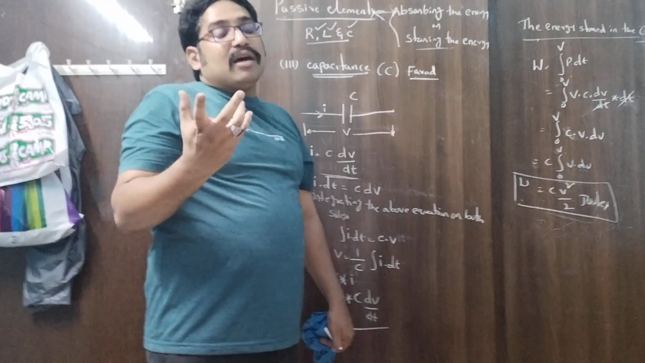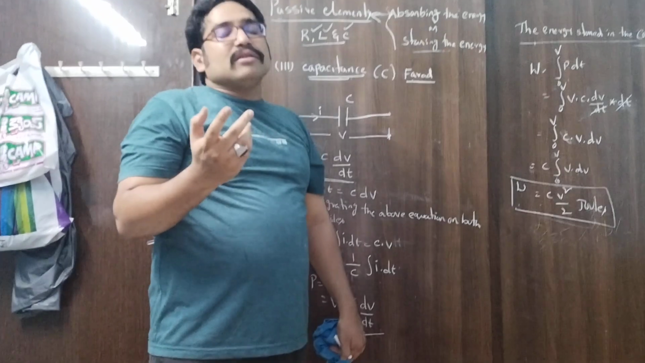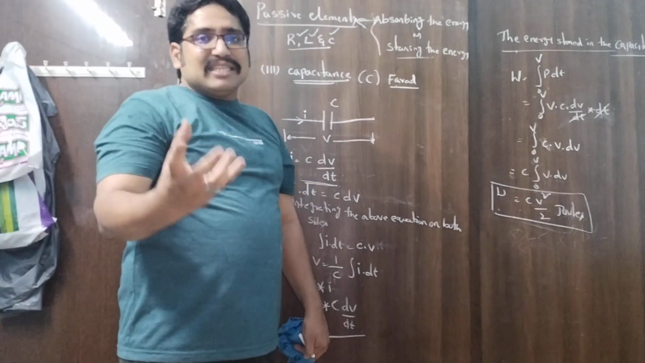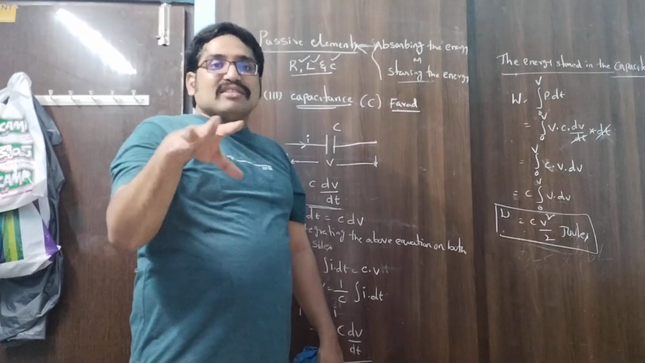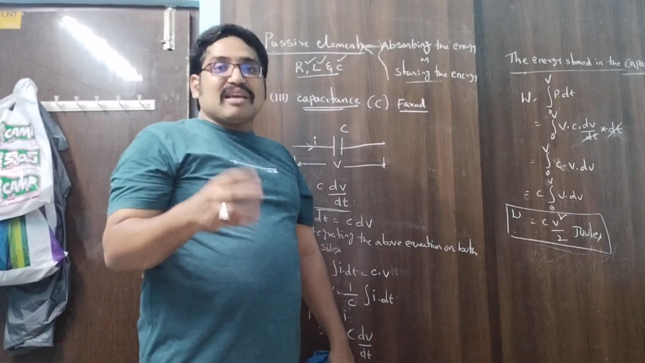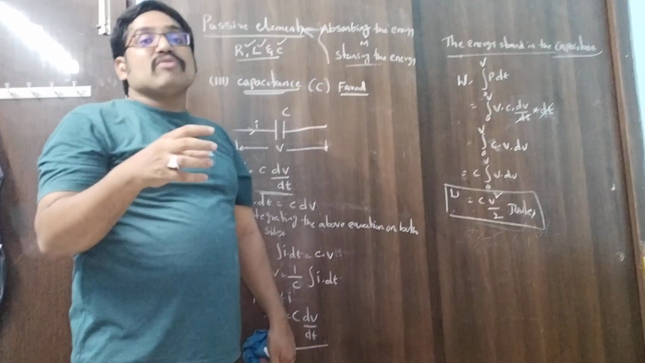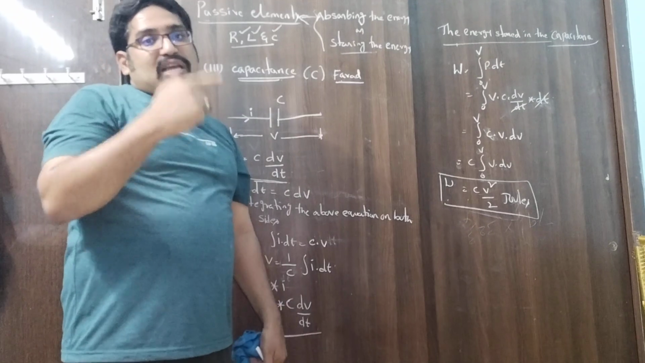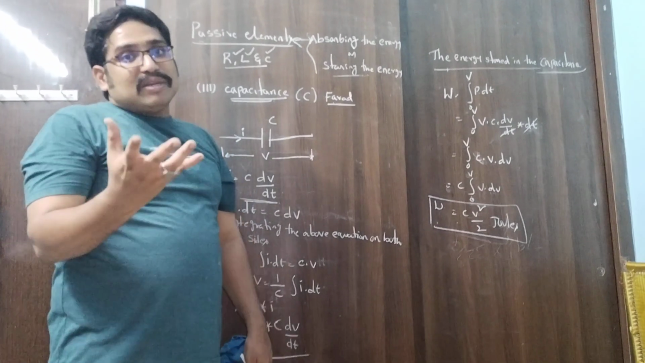What is the energy stored in the inductance? Half L I square. What is meant by inductor? Inductance is a passive element which stores energy in the form of a magnetic field. Capacitance is a passive element which stores energy in the form of an electric field whenever current flows through it.